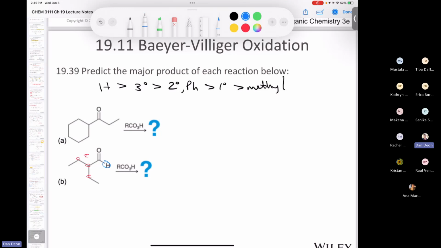Exactly. You're going to get a carboxylic acid, right? So you're going to get something that looks like this. You have your carbonyl here, and there you go, carboxylic acid in that case. So the oxygen is going to go here.